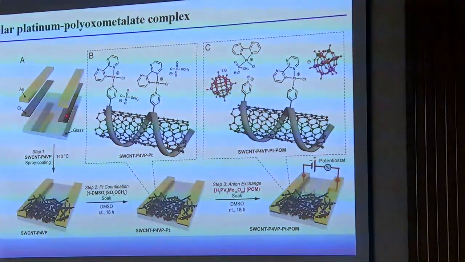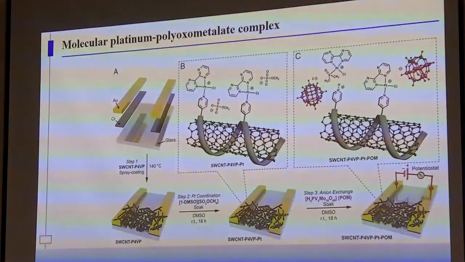So as I mentioned, carbon nanotubes may not be very sensitive to different analytes, so we need to do functionalization of carbon nanotubes. Here, one group in Korea used a single carbon nanotube and first functionalized it with P4VP, and then used platinum and POM. Here POM is a polyoxometalate complex. So they simply functionalized the carbon nanotube with a platinum polyoxometalate complex.